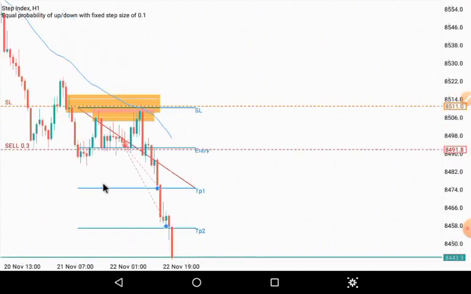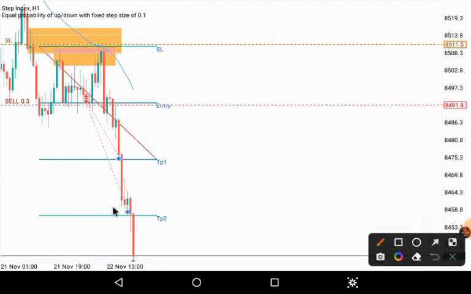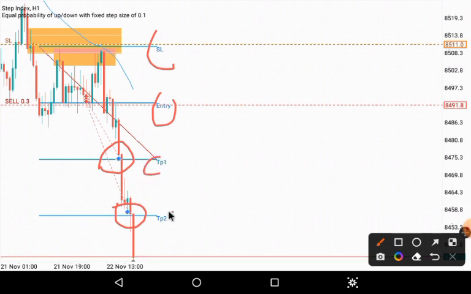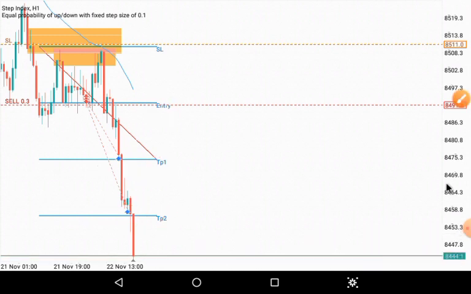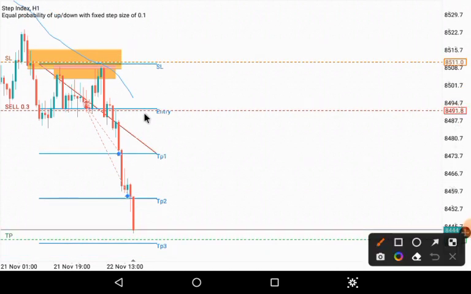Alright guys, so this is step index. You can see here already, this is where our first TP was smashed. Sorry, this is our second TP and this is our first TP. You can see the Fibonacci tool that I used, giving me my SL, my entry, and then first TP, second TP, and also my third TP, giving me about a 1:3 risk reward ratio. That's what it does.